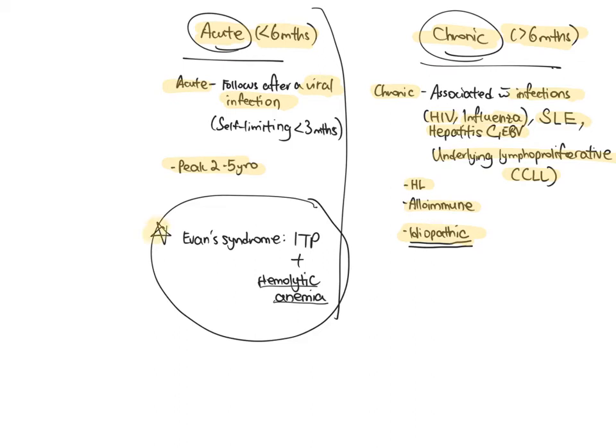I'd just like to mention Evans syndrome again. So Evans syndrome is basically ITP with hemolytic anemia. So the red blood cells are getting destroyed and hemolysis occurs. So the combination of the two is what we term Evans syndrome.